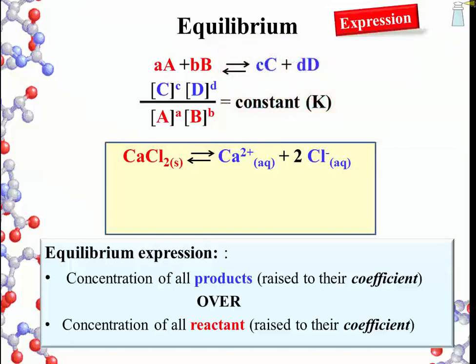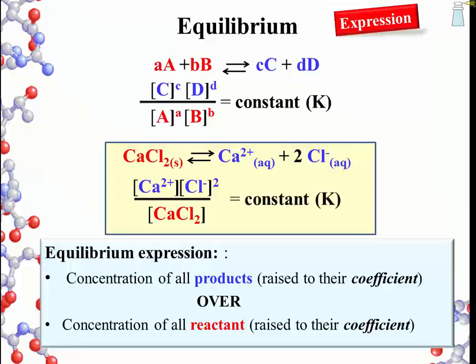To get the equilibrium expression for this reaction, start by writing out the products raised to their coefficients. Calcium ion has a coefficient of 1. It is implied, not written. Also, there is a chloride ion, which has a coefficient of 2. Raise the concentration of chloride ion to the power of 2. As for the reactant, it goes in the denominator. Calcium chloride has a coefficient of 1, so does not get an exponent. At equilibrium, this ratio of concentrations is equal to a constant, K.